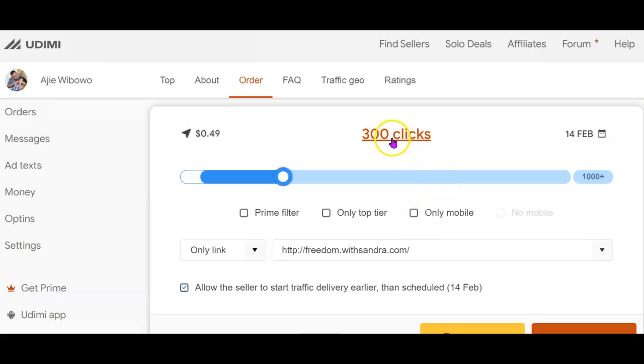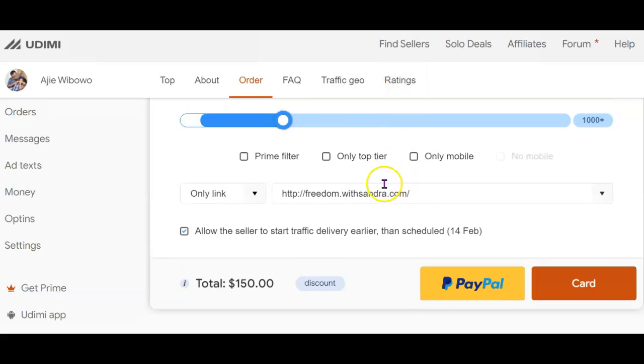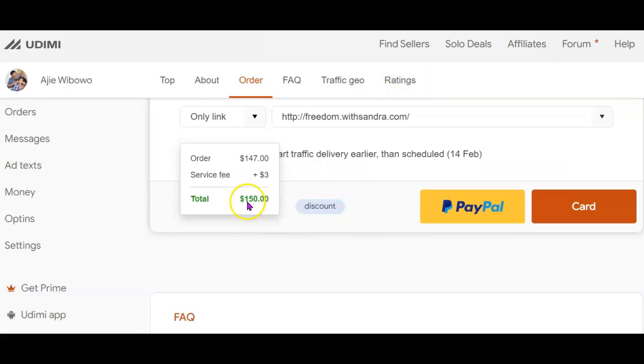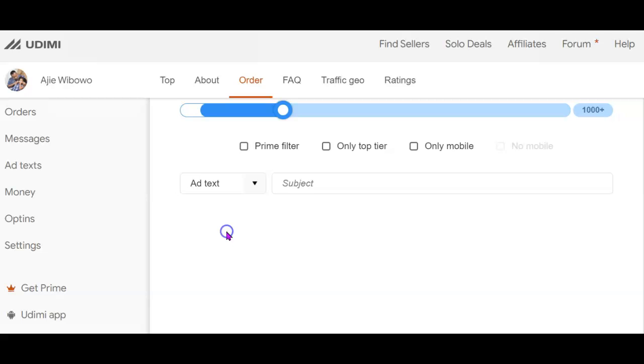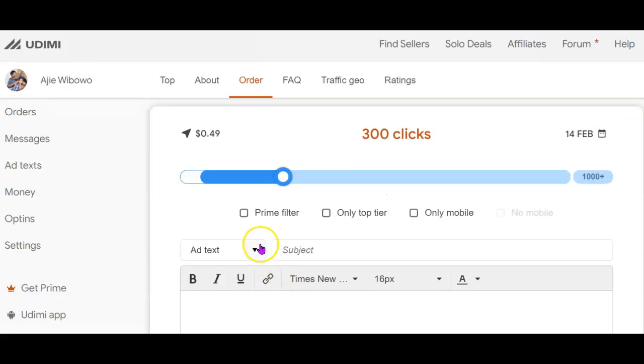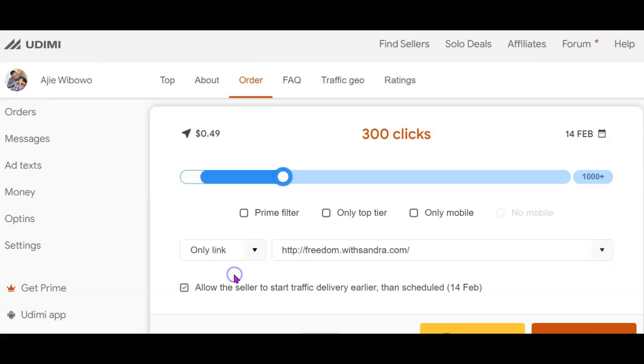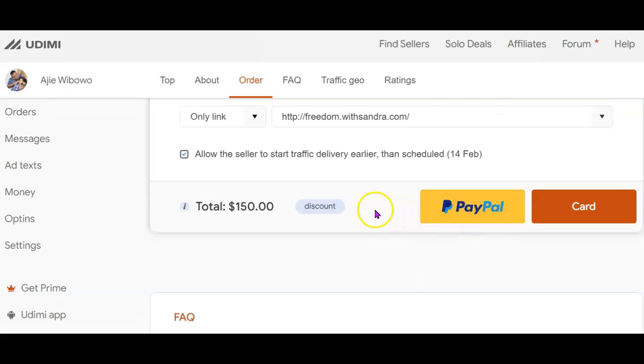Now, let's say you wanted to buy 300 clicks, and they're 49 cents per click, right? At 49 cents per click, 300 clicks would be $150, and all you have to do is put in your link right here, okay? And then you can also add a text, but they have their own way of getting to their leads, and if you're new, you don't really know what to say, so just put in your link, and you can pay with PayPal or either your debit or credit card.